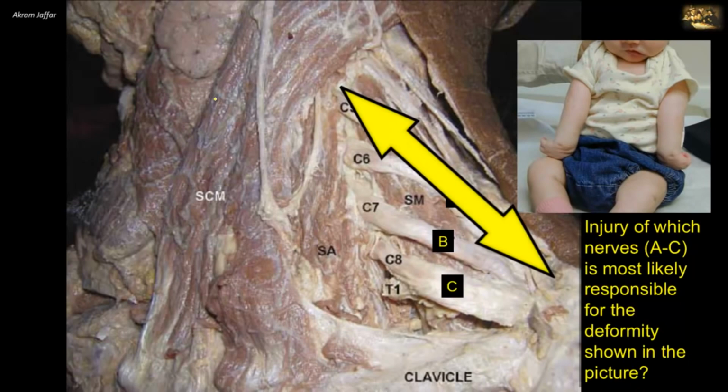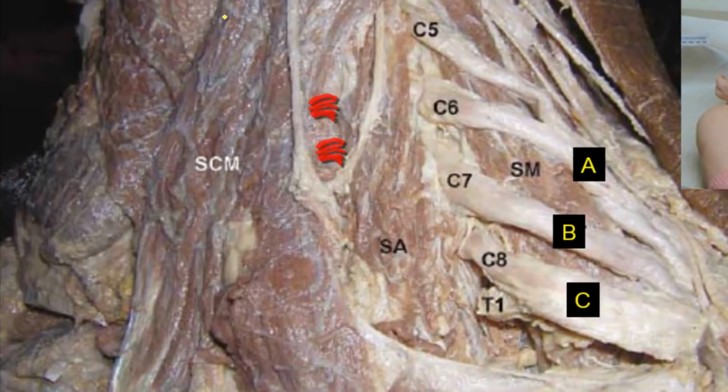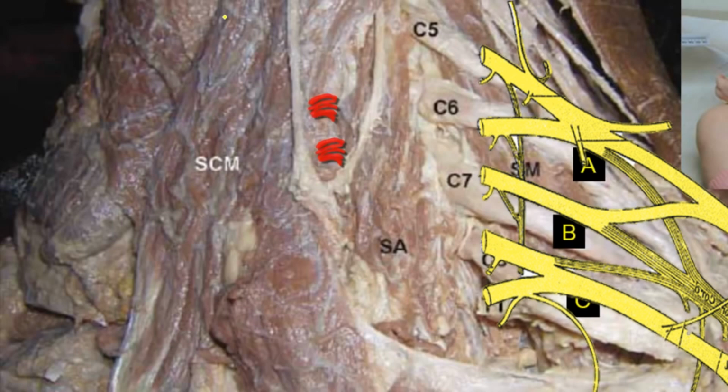In adults, similar injury might follow a blow or a fall on the shoulder, especially from a motorcycle accident, resulting in separation of the head and shoulder and stretching the upper trunk of the brachial plexus. You can see here a dissection of the roots, trunks of the brachial plexus, the supraclavicular portion of the brachial plexus.